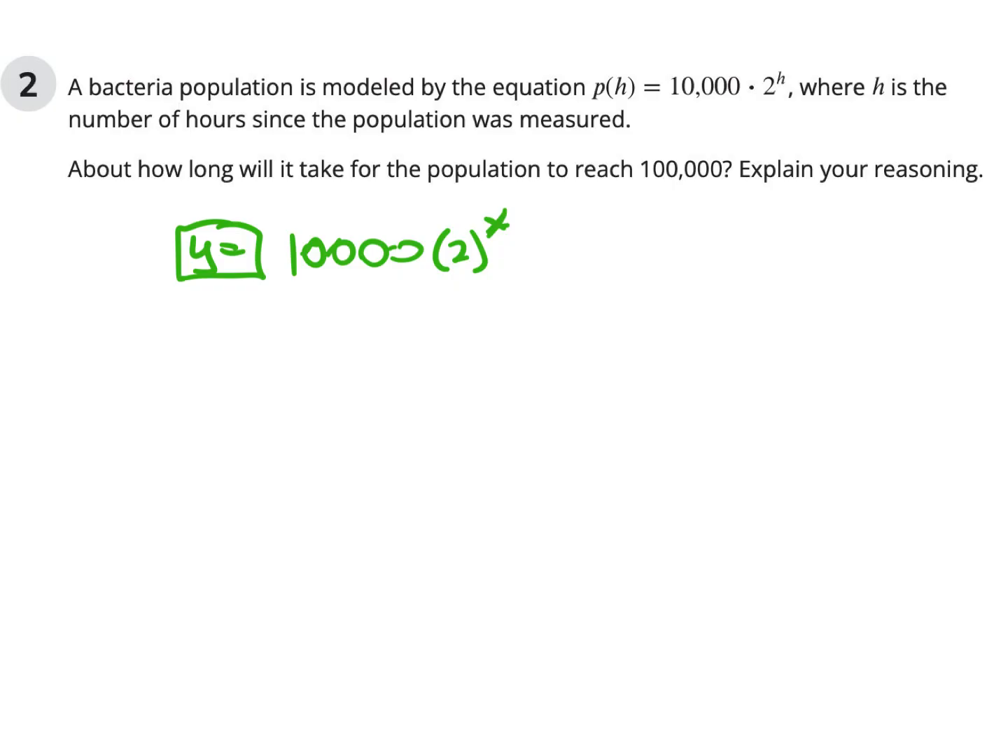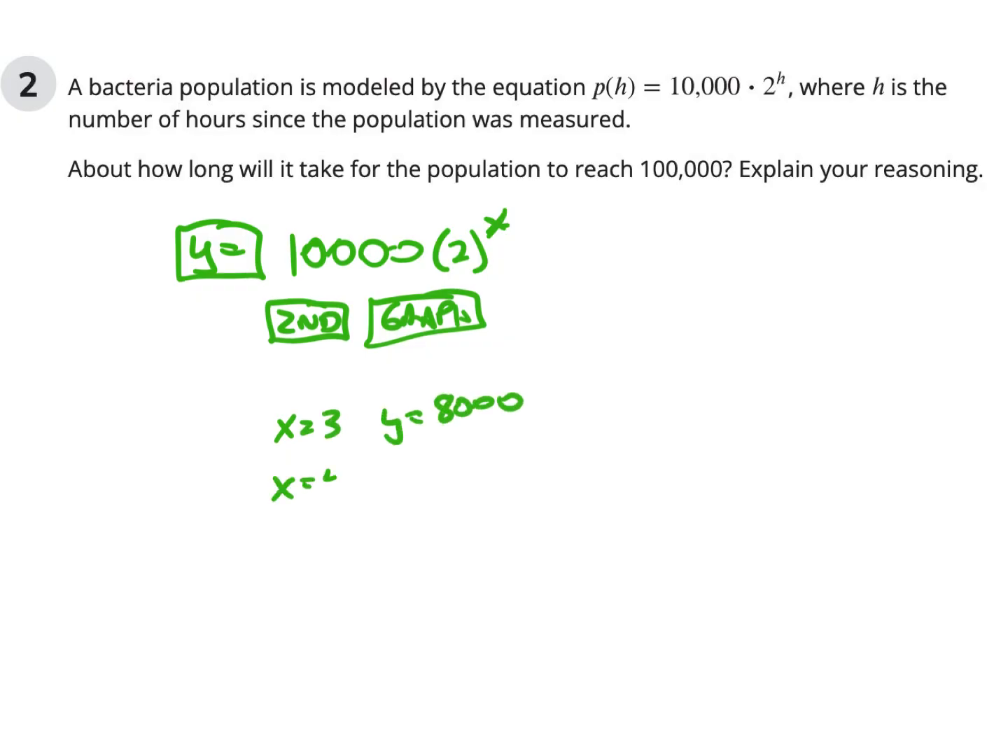We hit second graph. So when x is 3, y is 80,000. When x equals 4, y is 160,000. So x has to be a little bit bigger than 3, because 100,000 is closer to 80,000 than it is to 160,000. It's only 20,000 away from 80,000 and it's 60,000 away from 160,000.